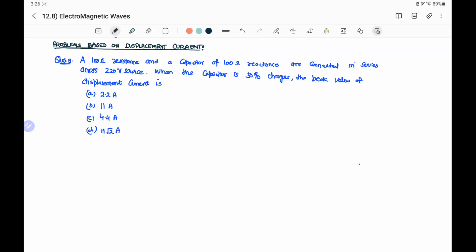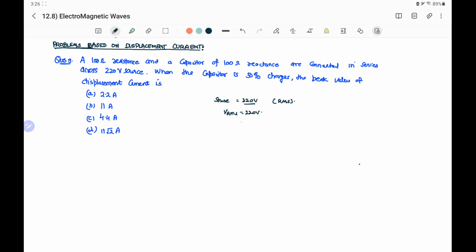Next problem based on the displacement current: a 100 ohm resistance and a capacitor of 100 ohm reactance are connected in series across the 220 volt source. When the capacitor is 50% charged, the peak value of the displacement current is. We are given that the source voltage is 220 volt, and this voltage is the RMS value. So Vrms is 220 volt.